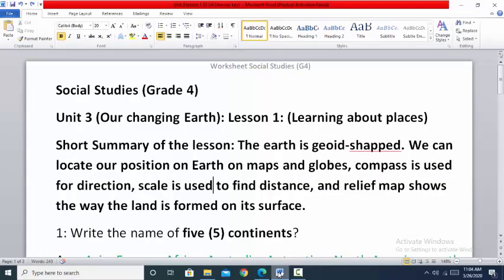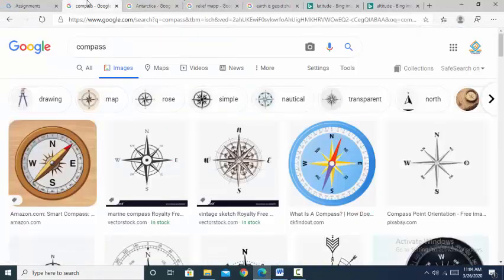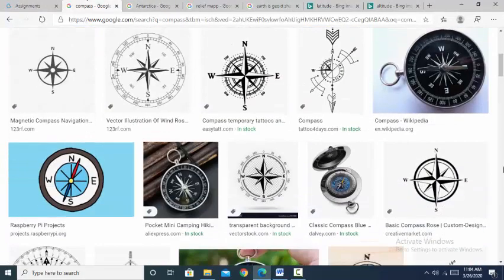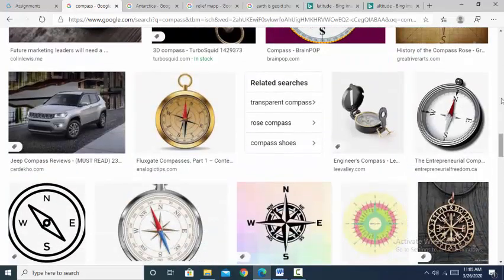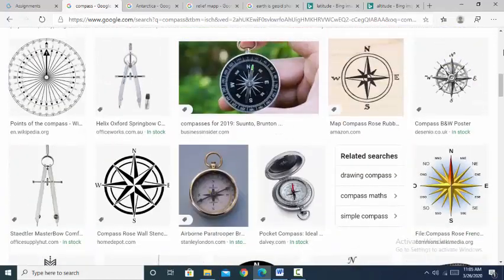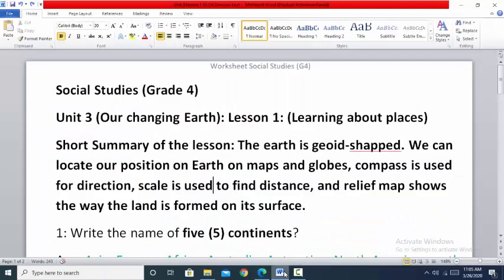We can locate our position on Earth on maps and globes. How can I identify my place in the area I am in? You can use maps, Google Maps, for example, and globes. You also use a compass for knowing the different directions. This is the compass. It is very crucial for us to use it in order to locate our position and direction exactly. So this is the compass, which is of crucial importance for each and every single one of us.